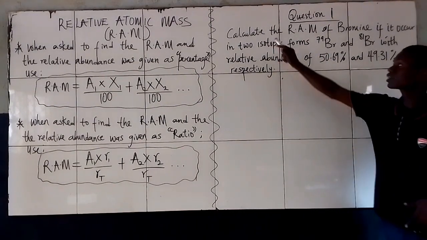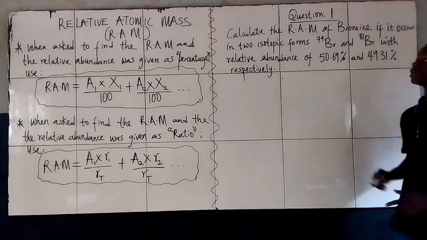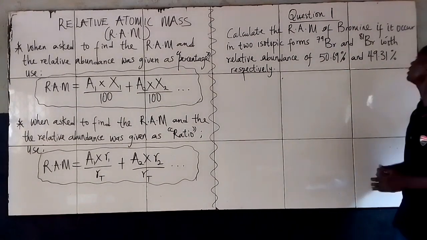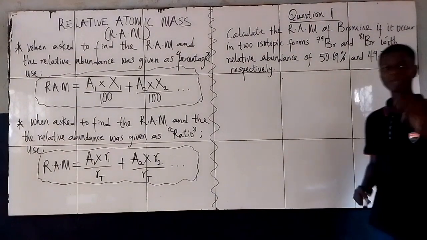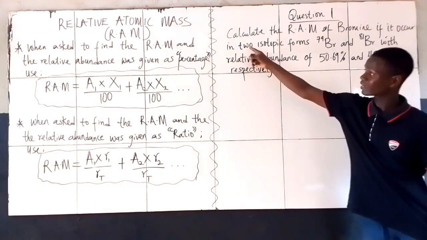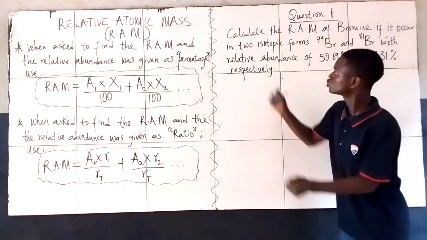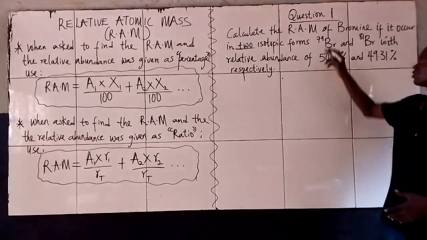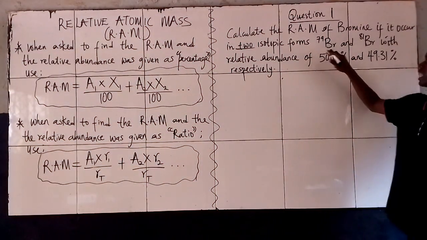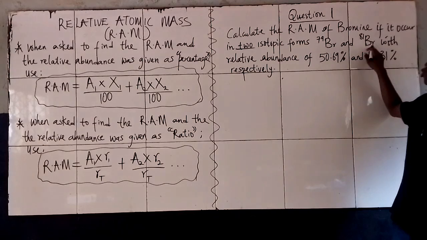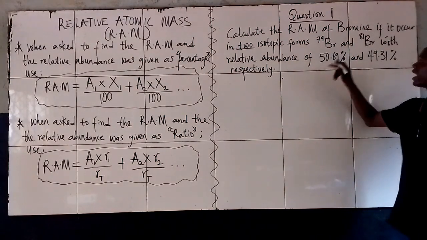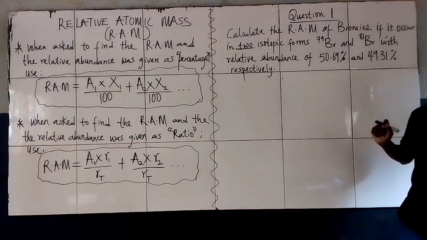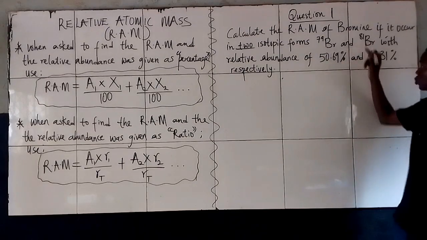Let's read. They said calculate the relative atomic mass of bromine, if it occurs in how many isotopes? 2. Like they said, 2. Emphasis on what? 2. They said 2 isotopic forms. What is the first isotopic form? Bromine 79 and bromine 81. This is bromine 79 and this is bromine 81. I hope that is clear. These are the 2 isotopes we are given.